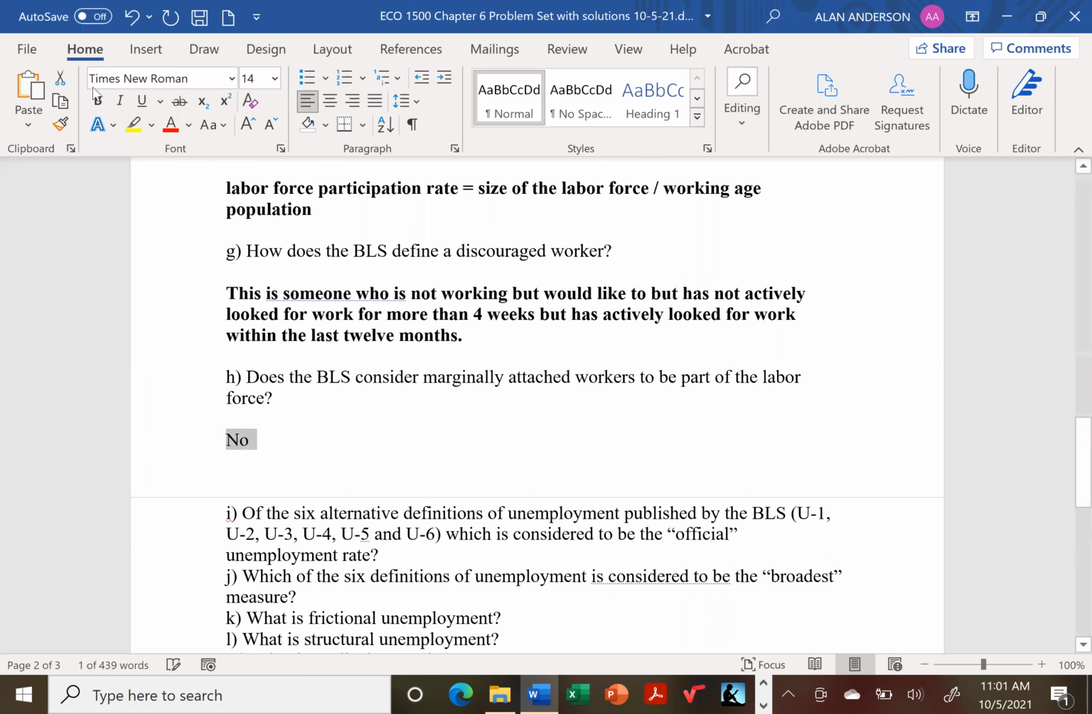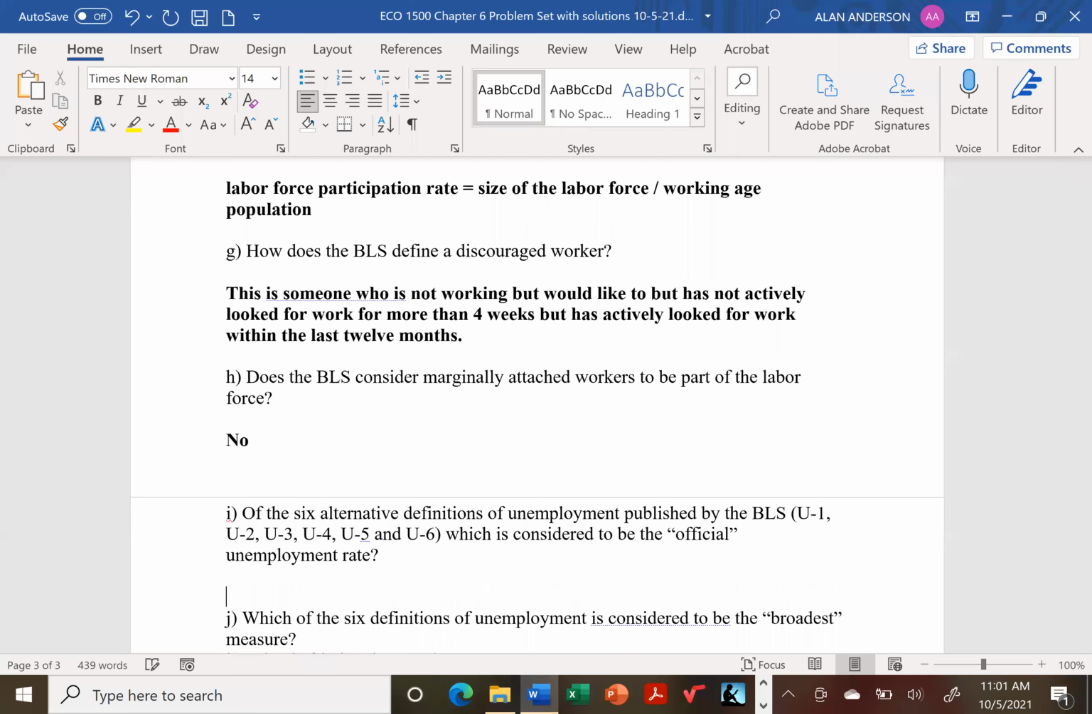No, because that's the way they define it, the labor force. The labor force only includes people who are working or actively looking for work, and marginally attached workers are not actively seeking work. Okay, now of all the U's that we saw, U3 is the official unemployment rate.